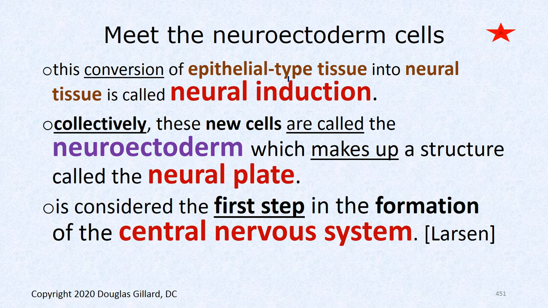So this, we had to convert these epithelial cells into a neural tissue, and that was called neural induction, or the neural induction process has started. Collectively, these new cells are called neuroectoderm cells, and they make up a structure called the neural plate. And this is considered the first step in the formation of the central nervous system.